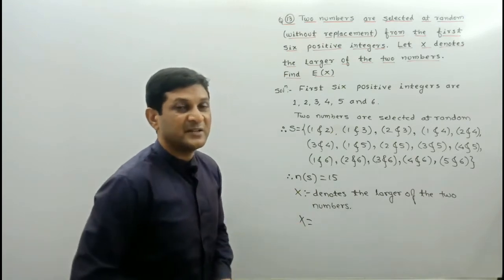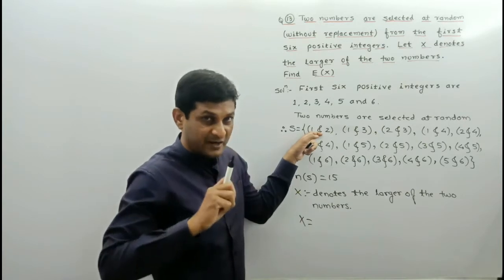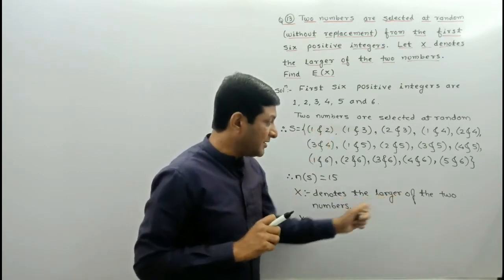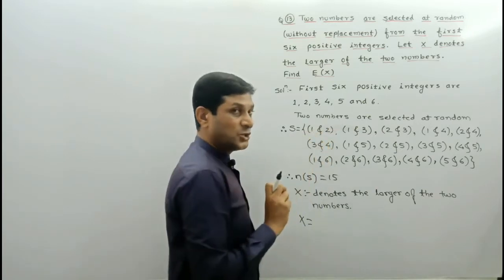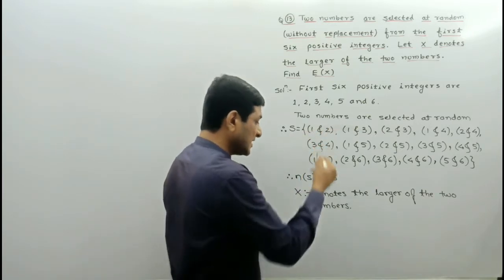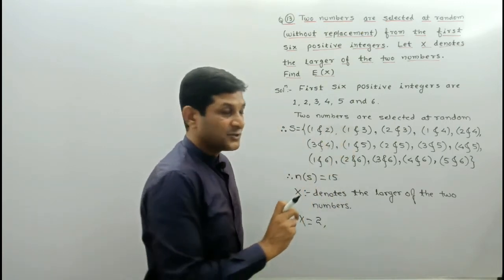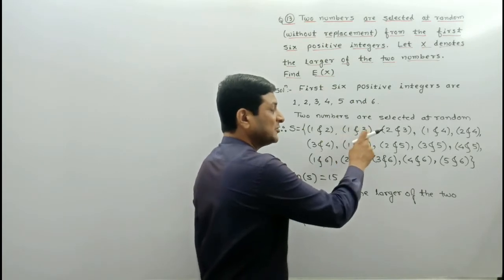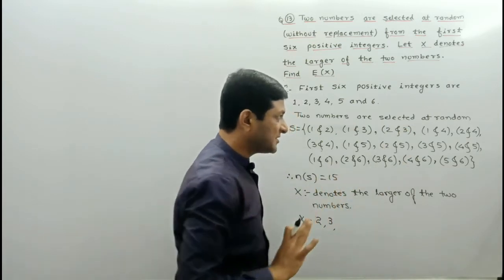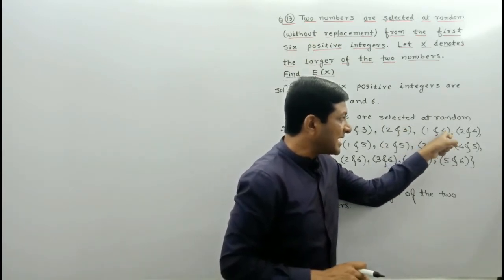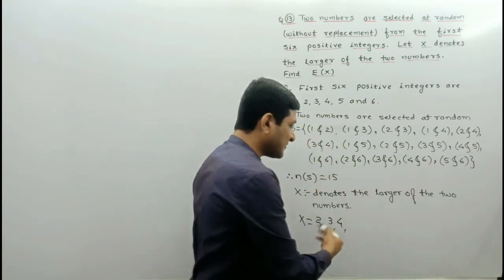What possible values can we get for X? Now 2 numbers are drawn, and from these 2 numbers X denotes the larger of the 2 numbers. Let's see, in the first case, what are the 2 numbers? 1 and 2. So which is the larger number? 2 is the larger number, which means one value of X is equal to 2. If we consider the second element, the 2 numbers drawn are 1 and 3. Which is the larger number? 3. Already 3 is written here. Then in this case which is the larger number? 4, 4, 4, which means the next possible value of X is 4.